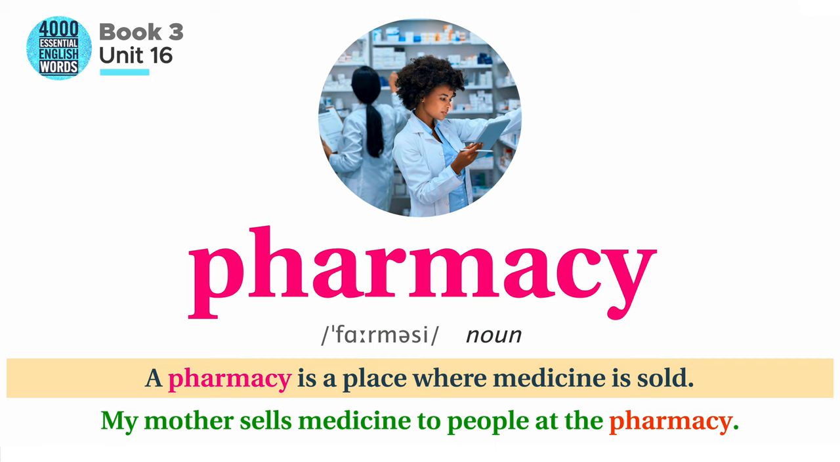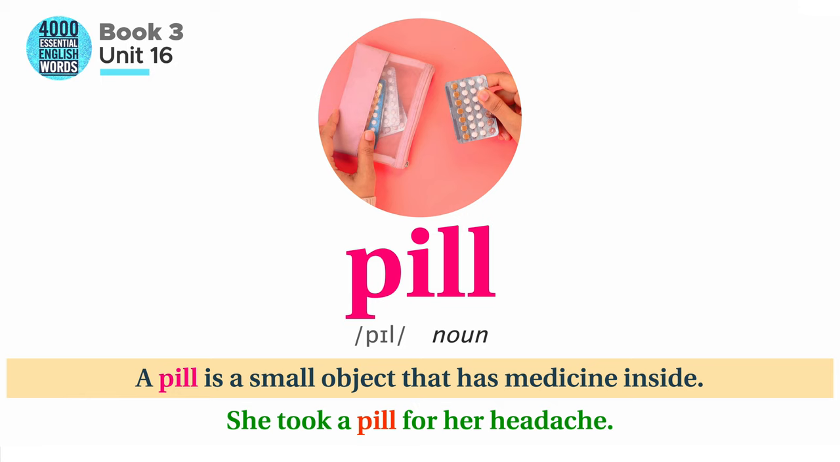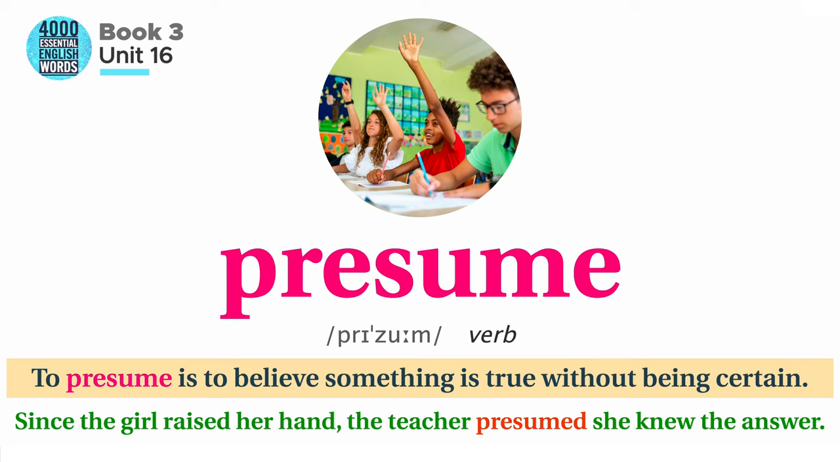Pill. A pill is a small object that has medicine inside. She took a pill for her headache. Presume. To presume is to believe something is true without being certain. Since the girl raised her hand, the teacher presumed she knew the answer.